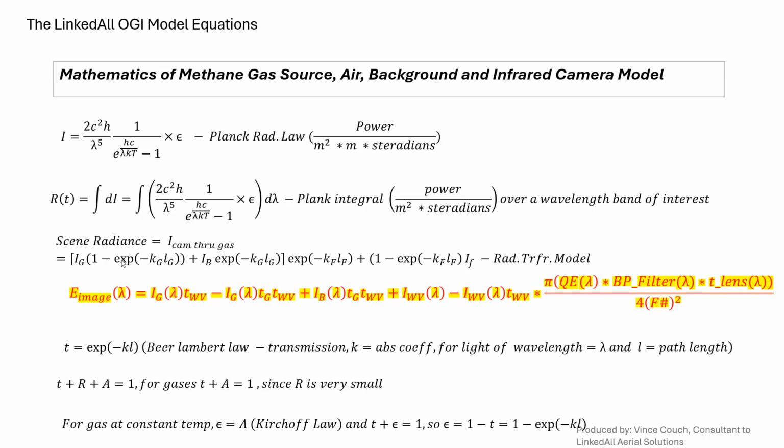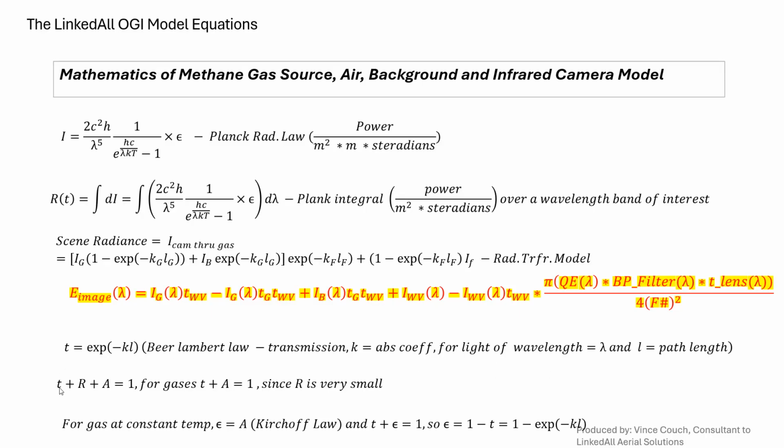This is before we get into the camera. This is the image that the camera will see. This is the light energy, anyway, the camera will see. And here are my factors, I'll get into these in a bit. Beer-Lambert law, which I've discussed previously.